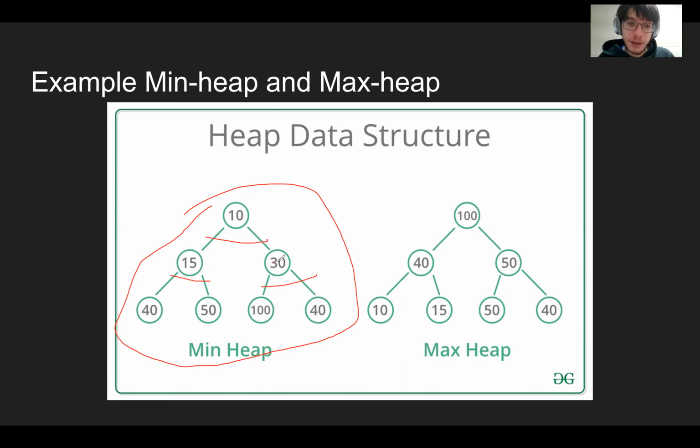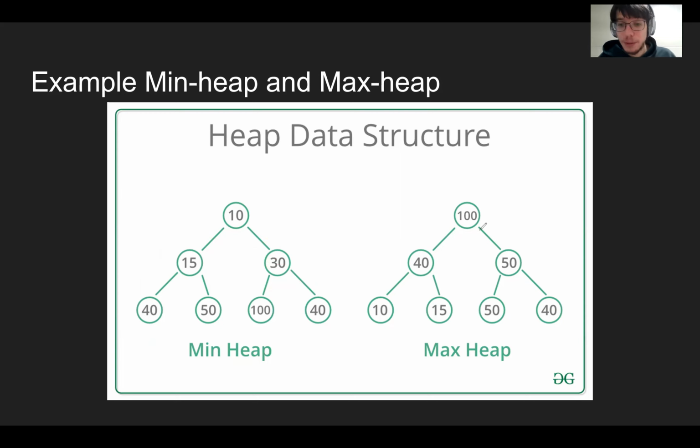And notice, even if I change this to be like 35, it's still low, right? Because it's still okay, because it just has to be smaller than its children. But in a max heap, it's a little bit different because max heap is just the opposite. It's the same idea, it's just the opposite, because each node is larger than its children.